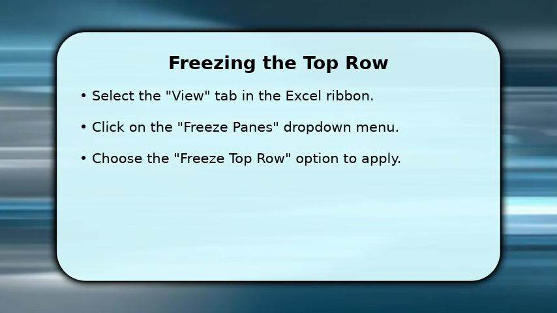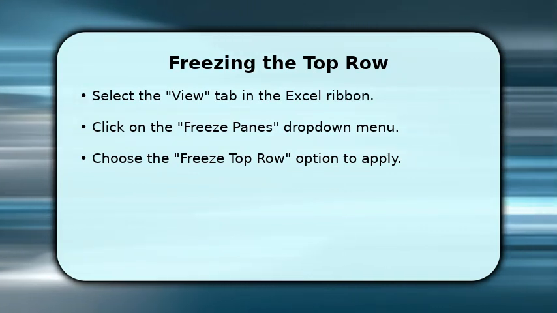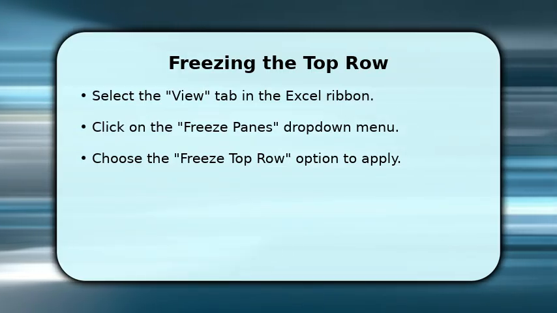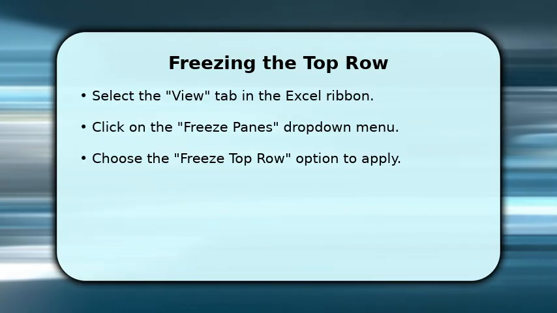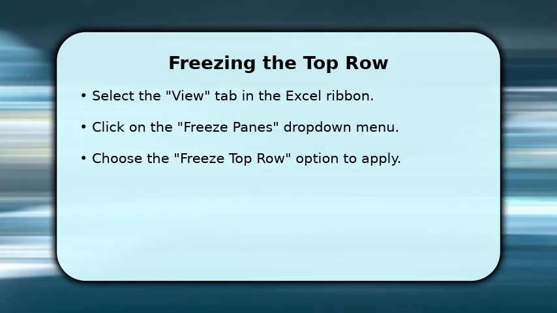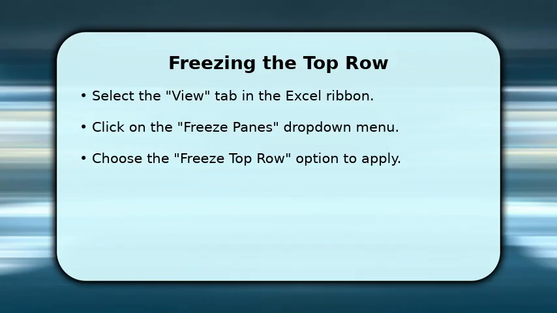To freeze just your top row, navigate to the View tab in Excel. Then, locate the Freeze Panes button and click its drop-down arrow. From the options presented, simply select Freeze Top Row. This instantly locks your first row, ensuring that your column headers remain visible no matter how far down you scroll through your data. It's perfect for lists with many entries.